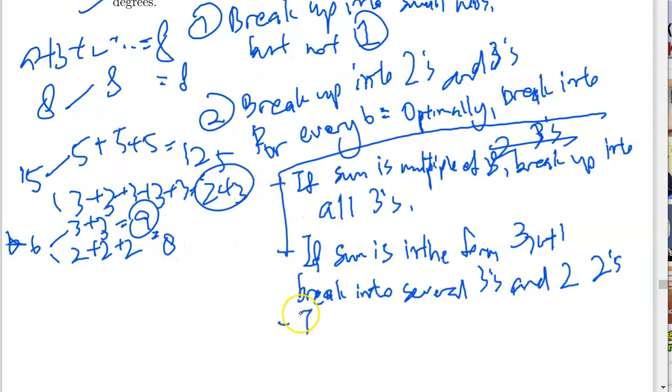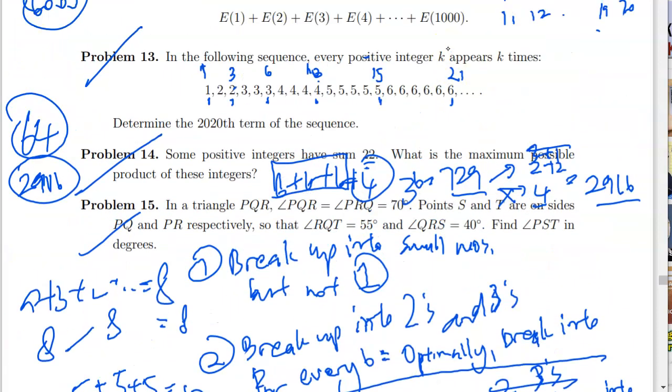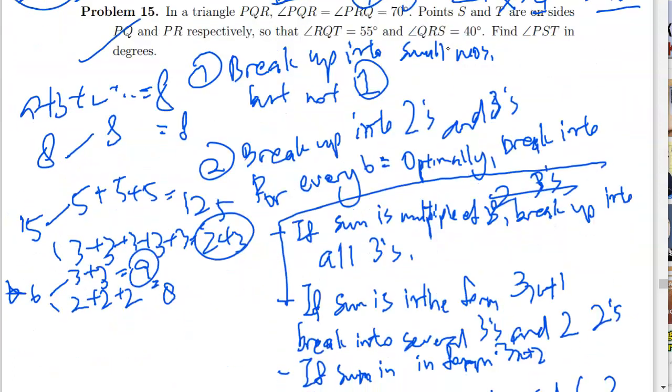And then for the third one, if the sum is in the form 3x plus 2, how do we break this? Break it into several 3's and one 2, so 3 to the power of something times a 2. We will get the maximum product. So this is what we've observed, and this is our very lengthy solution to the problem.